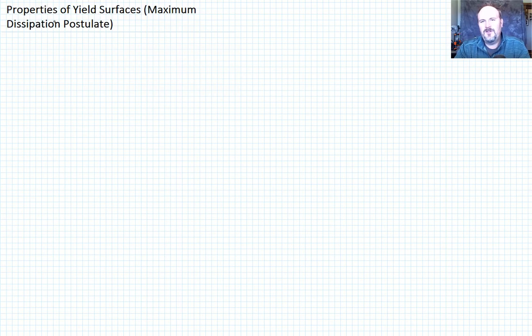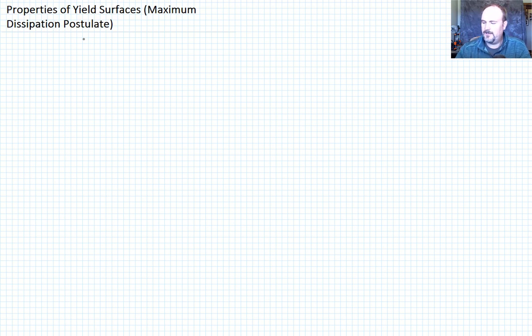Okay, so we've developed a couple of postulates from the perspective of stability. We want to use those postulates here to develop some restrictions on the yield surface. Those restrictions are going to be the shape of the yield surface and also the direction of the plastic strain increment. In this lecture, we're not actually going to do that. We're going to develop an additional postulate that we'll use to do that. But I want to give you a little bit of a roadmap to where we're going.